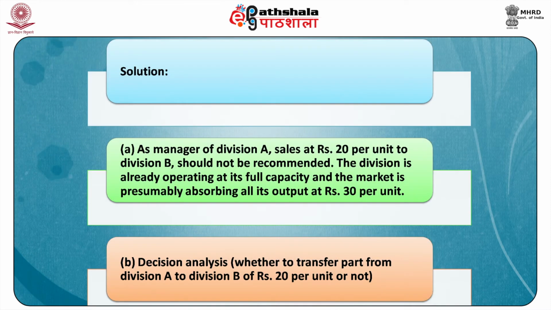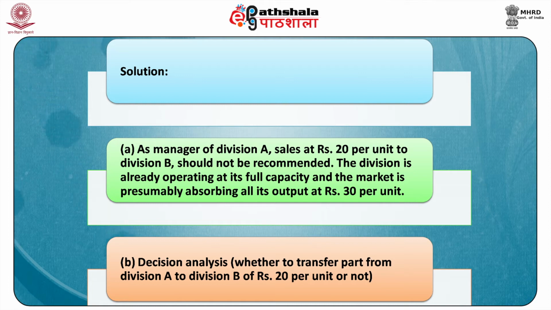The solution is A. As manager of Division A, sales at Rs 20 per unit to Division B should not be recommended. The division is already operating at its full capacity and the market is presumably absorbing all its output at Rs 30 per unit.